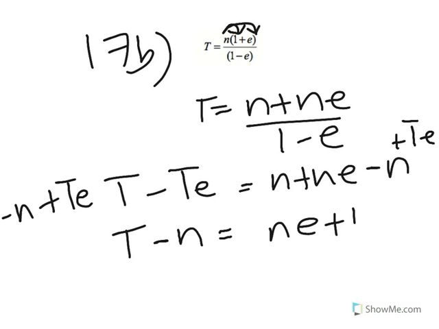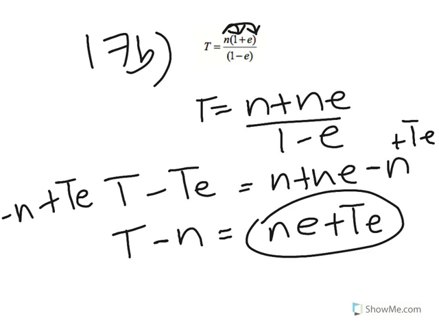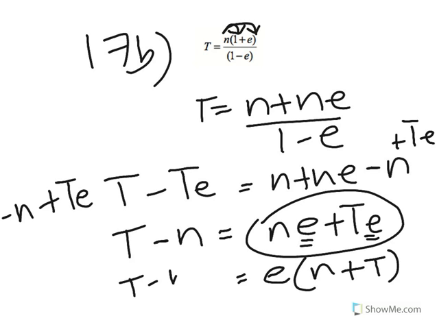ne plus te. Now we've got the e's on one side and the t and n on the other side. So now, how do we simplify this? How do we get rid of all these n's and t's? Basically what we can do is factorization, and the highest common factor is e, because they share an e in common. So we take e out, and we divide ne by e, so we get n, and te by e, so we get plus t, is equal to t minus n.